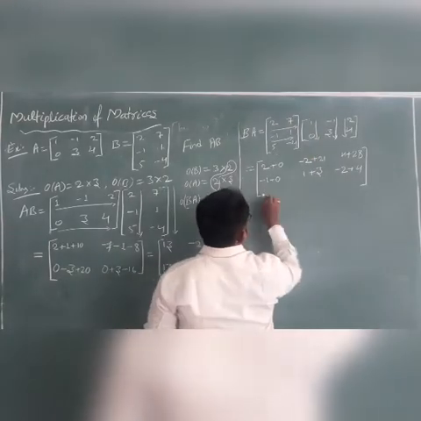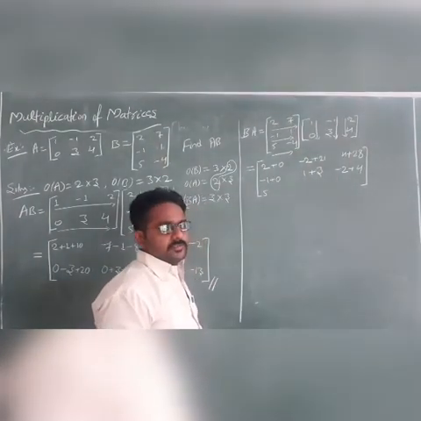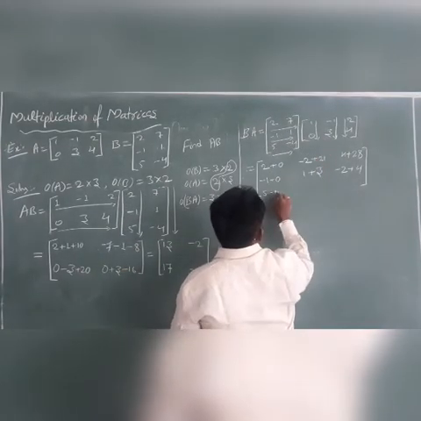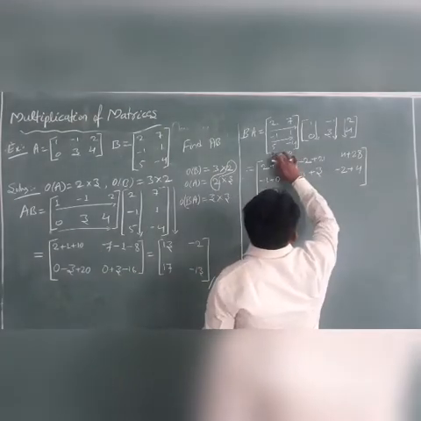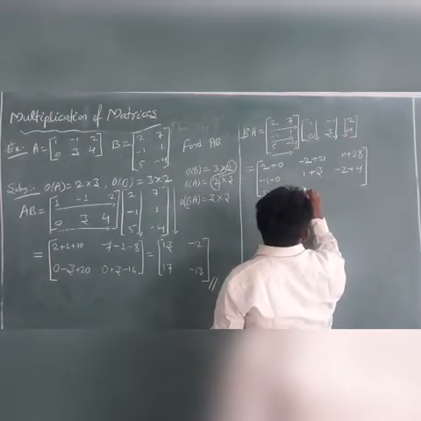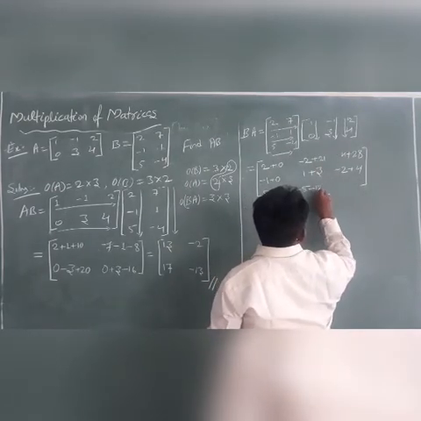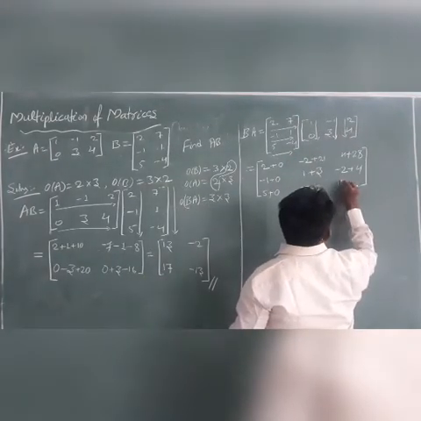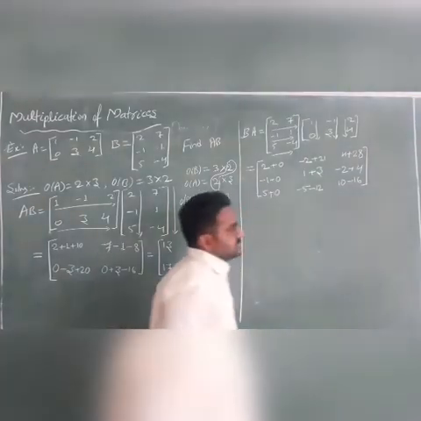5 into 1, 5. The third row with each column values product. Okay, 5 into 1, 5, minus 4 into 0, just 0. 5 into minus 1, minus 5, minus 4 into plus 3, that is minus 12. 5 into 2, 10, minus 4 into plus 4, minus 16.